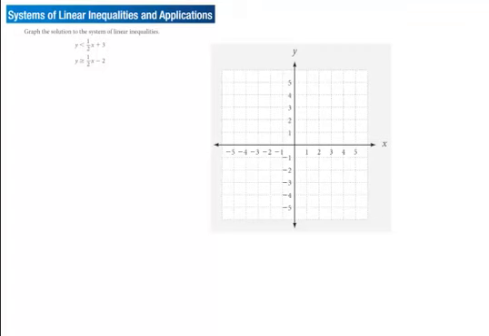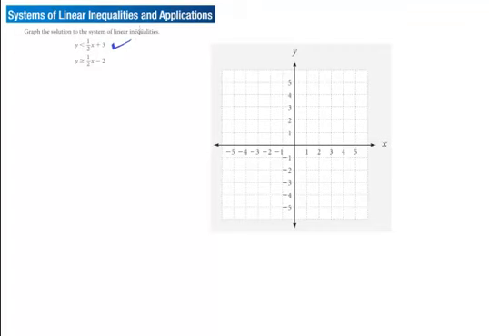Welcome, students. We're looking at systems of linear inequalities today. What we're going to do is graph each of these inequalities independently, and then shade wherever the inequality holds true, and where it is not true, we won't shade. So let's just get started. Let's look at this one first, right here.